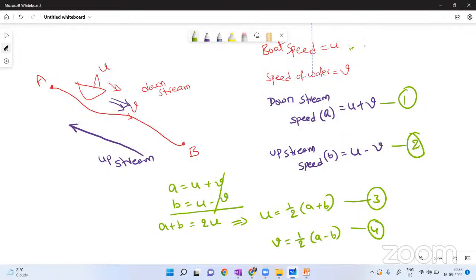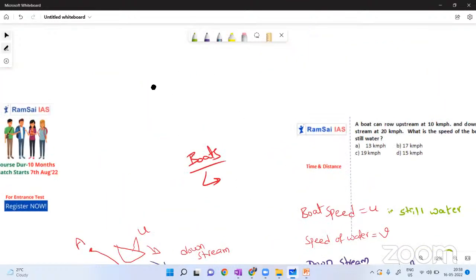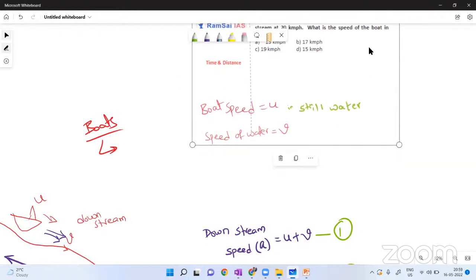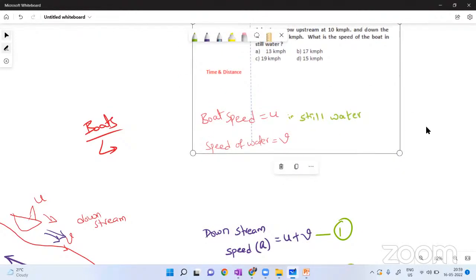This is the case in still water. Okay, so done. We'll go with the first question. I don't know why, but the system is very slow today.